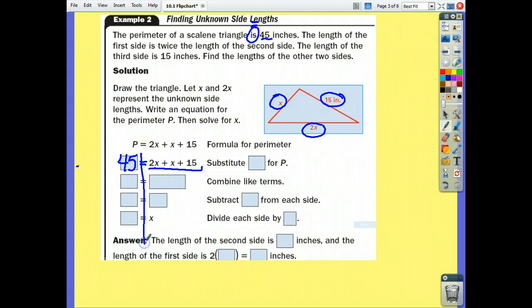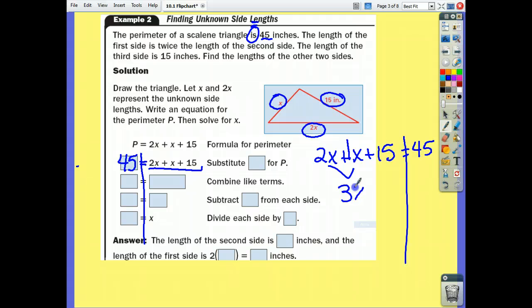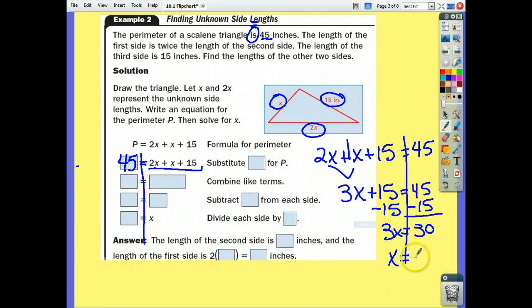Now we just solve. Could have written it over here to the side too. 2x plus x plus 15 equals 45. Combine like terms, what do I get? Yep. Because don't forget your assumed one here, so 3x plus 15 equals 45. Subtract 15. What does 3x equal? So therefore, x equals 10 degrees. Right?